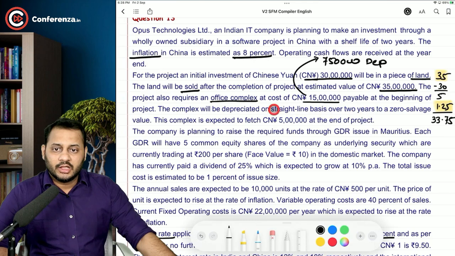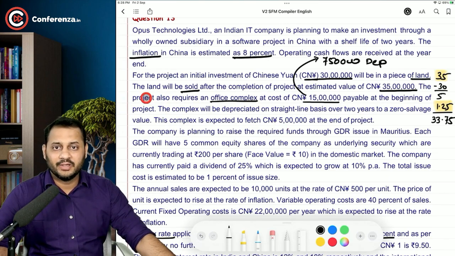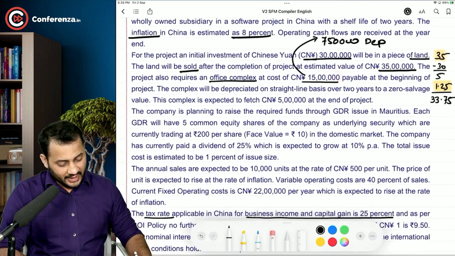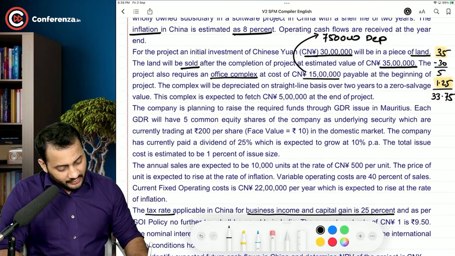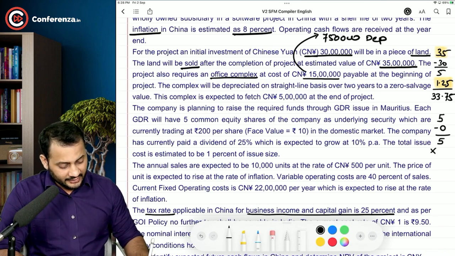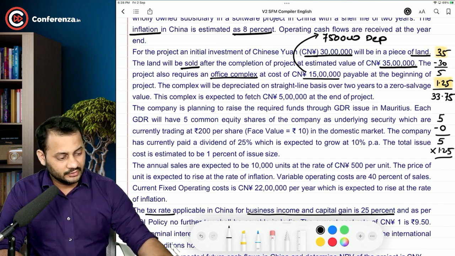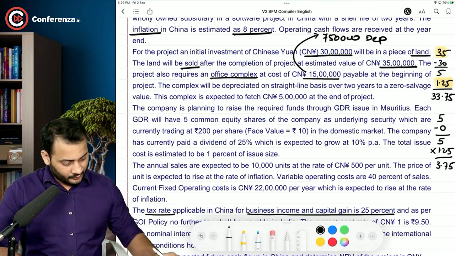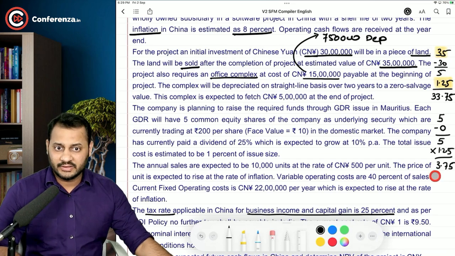Cool. Now, the complex is expected to fetch 5 lakh at the end of the project. This complex will be sold at the end of the project at 5 lakh when the written down value will be 0, because you have depreciated everything. So practically speaking, you will be selling the complex at 5, the value of which is 0 at the end. The entire 5 will be capital gain, and you will again pay tax of 1.25 on that, and the balance amount will be received by you. That's 3.75 lakhs. Okay, sir. So 3.75 will be received at the end by us.